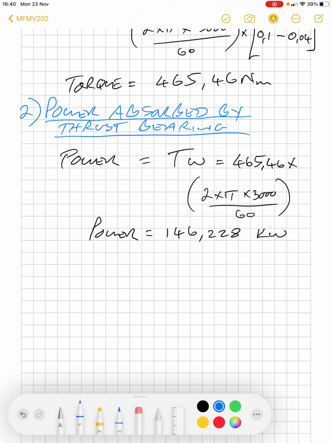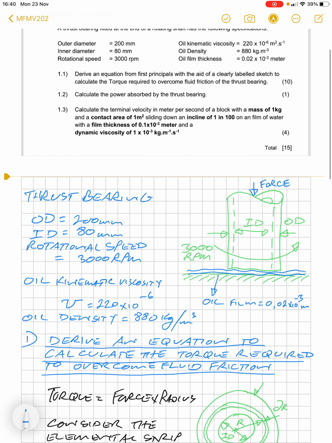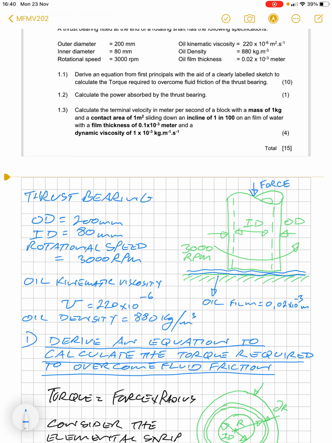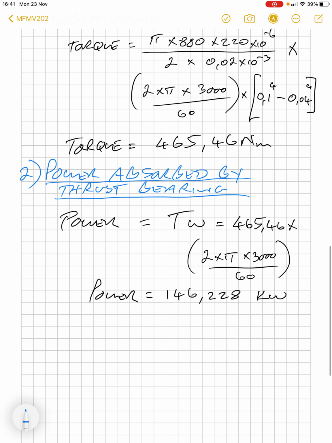The third question is calculate the terminal velocity in meter per second of a block with mass 1 kilogram and a contact area of 1 square meter sliding down an incline of 1 in 100 on a film of water with a film thickness of 0.1 times 10 to the minus 3 meters and a dynamic viscosity of 1 times 10 to the minus 3. Alright, so this is a totally independent question.